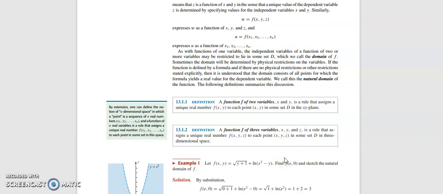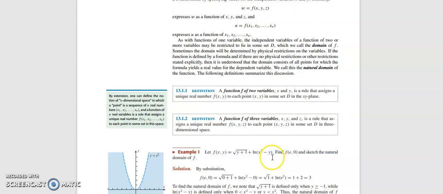And now let us look at a problem on finding the domain.